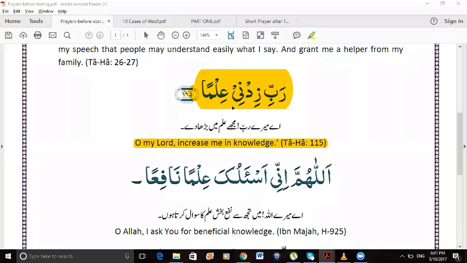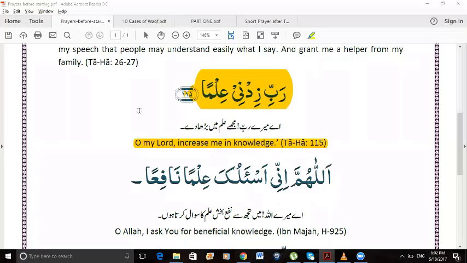Rabbi zidni ilma. Excellent. Well done. And the translation, please? Oh my Lord, increase me in my knowledge. Well done. Excellent. And the reference over here? Taha 115. Excellent. That means Surah Taha in the Holy Quran, and verse 115 is where you will find this dua. Okay? Jazakumullah, N44.